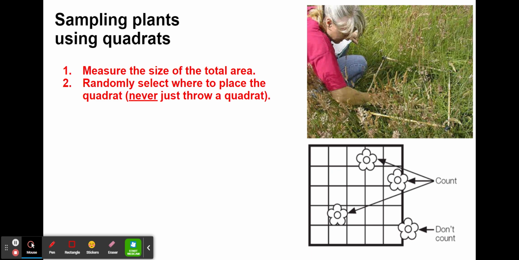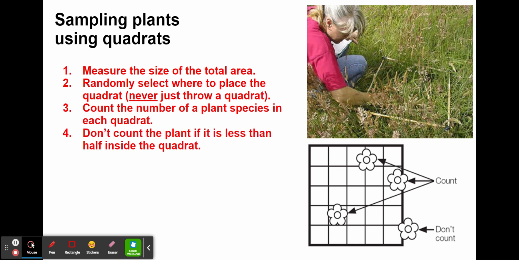You then would randomly, and that's really important, randomly select where to place the quadrat, but we wouldn't just throw it. We would randomly select the area where we would place it. We would then count the number of daisies in that quadrat, and if a daisy is half in and half out, we only count it if half or more is inside the quadrat.